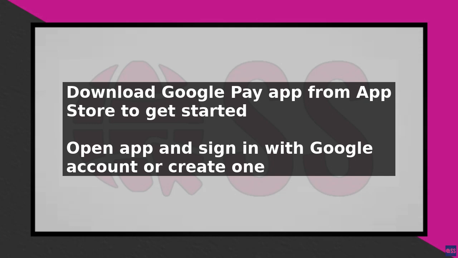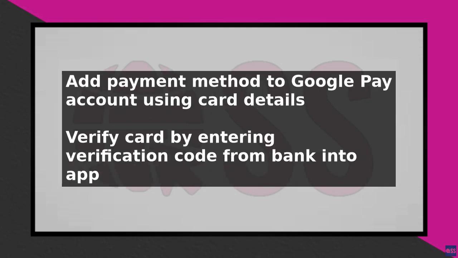Next, you will need to add a payment method to your Google Pay account. You can add a credit or debit card, or a PayPal account. To add a card, go to the Payment Methods tab and click the Add Payment Method button. Enter your card details, including the card number, expiration date, and security code.